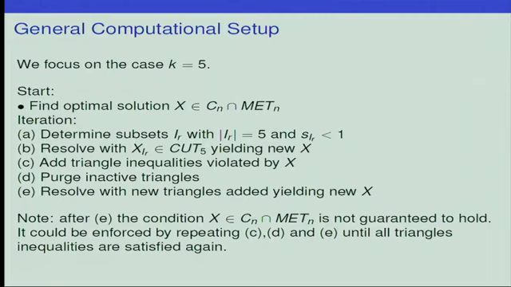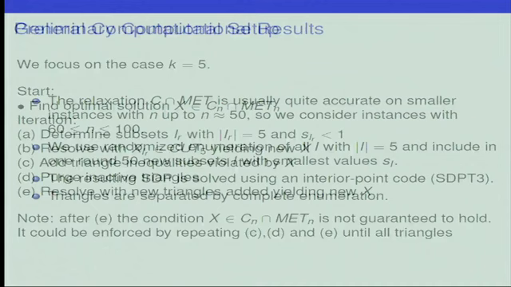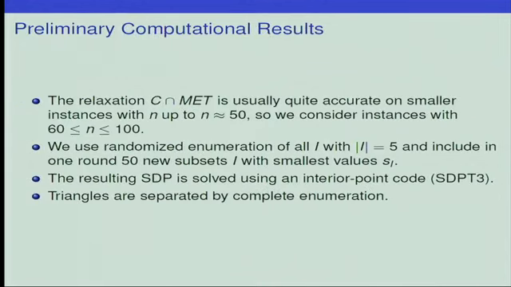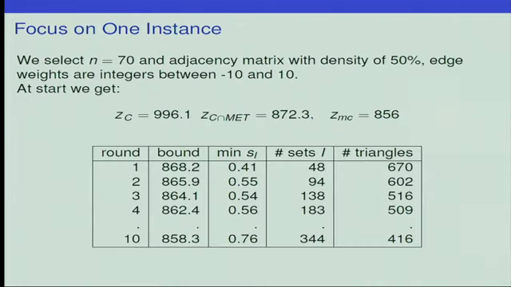And this is how we can make sure that you always stay within the metric polytope, that all the triangles are satisfied all the time. We look at instances where the C intersection metric relaxation starts to get weaker, which means problems with at least 60 nodes. And we use SDPT3, and we basically use this idea of the maximum violation.